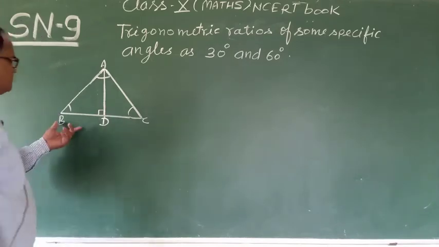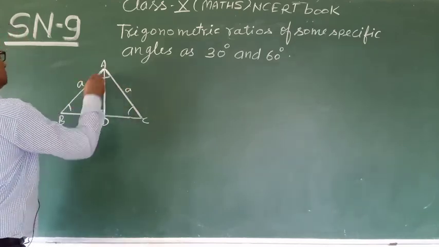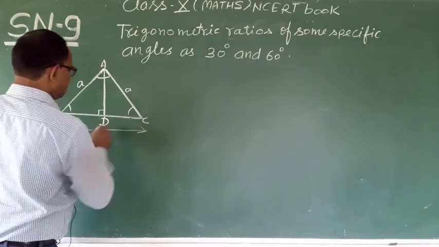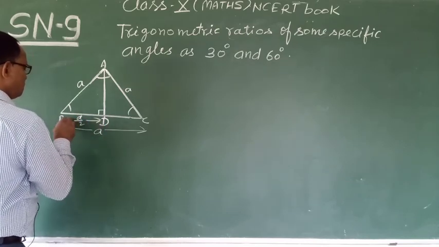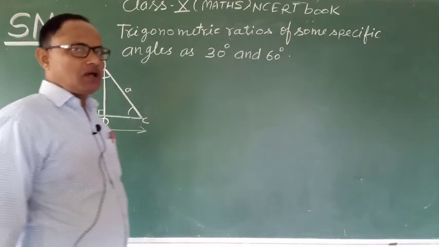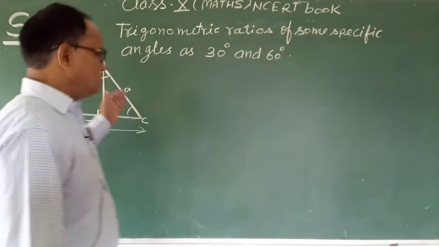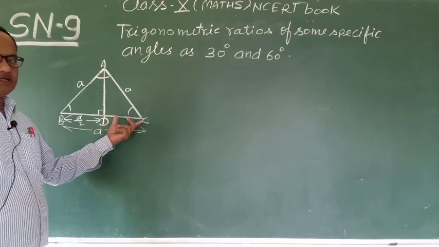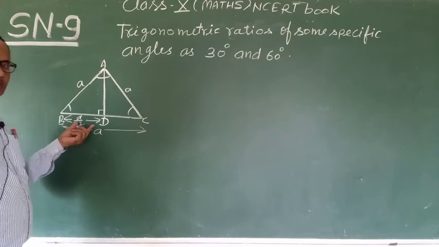Here, in this case, let the value of side AC be a, and this side AB be a, and this side BC be a. But BD is a by 2, because a perpendicular line drawn from the vertex in an equilateral triangle always divides the front side BC into two equal parts. Thus BD is equal to a by 2. Okay students?